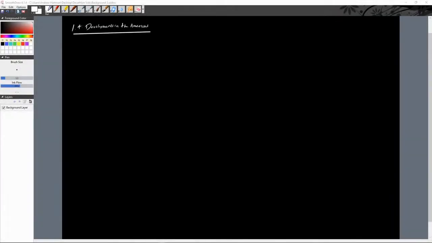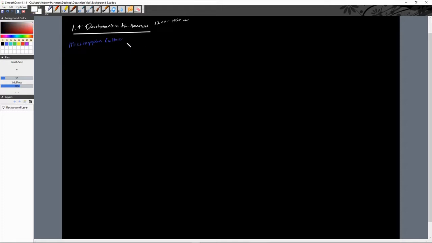Section 1.4, developments in the Americas in the post-classical period. Again, talking 1200 to 1450 CE. Okay, so we're going all over. We're going to start in North America with the Mississippian culture. We've talked about the Mississippian culture in class before, but we didn't call it that. It's kind of a new name.